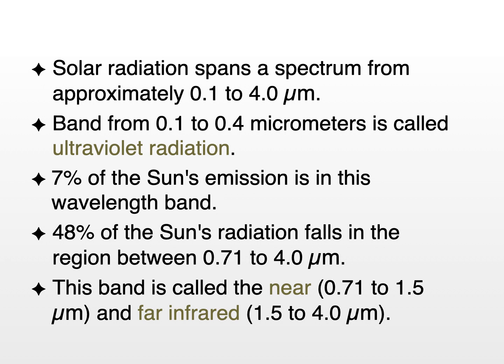48% of the sun's radiation falls in the region between 0.71 to 4 micrometers. This band is infrared. Scientists further break down infrared into near infrared, which has a wavelength band from 0.71 to 1.5 micrometers, and the far infrared from 1.5 to 4 micrometers.